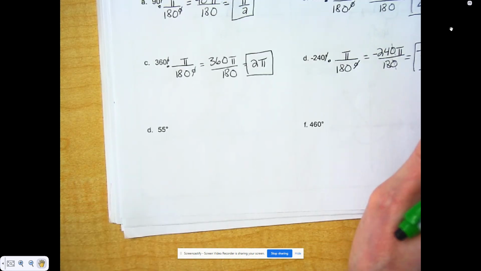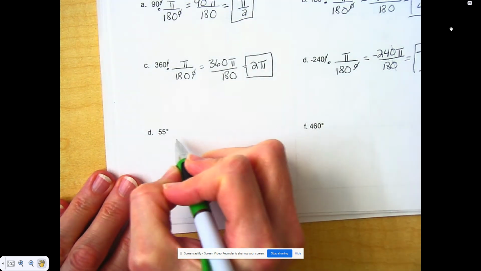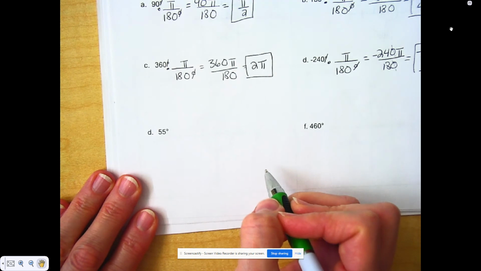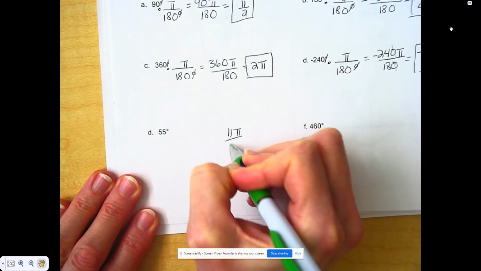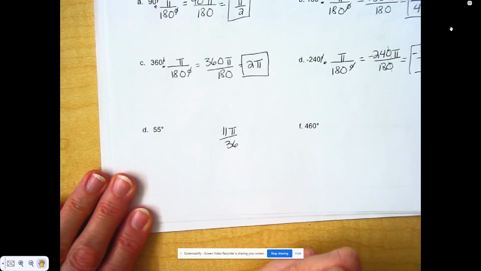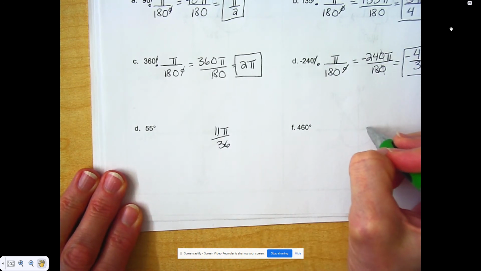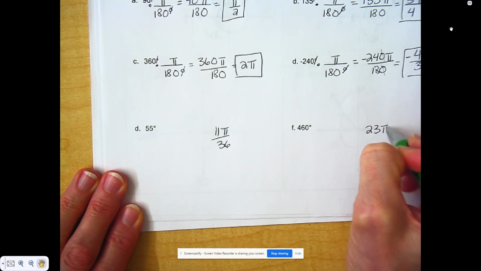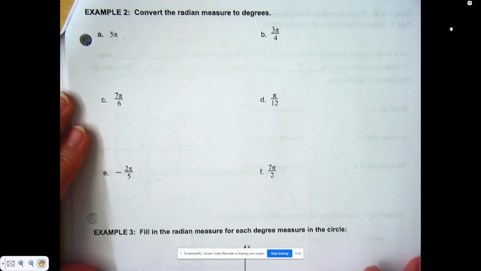Okay, 55 degrees. Tell you what, I'm going to have you pause the video and then try these two on your own. So if you pause the video, you should have gotten 11 pi over 36 for that one and 23 pi over 9 for that one.